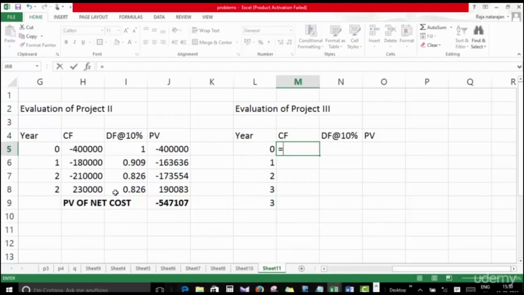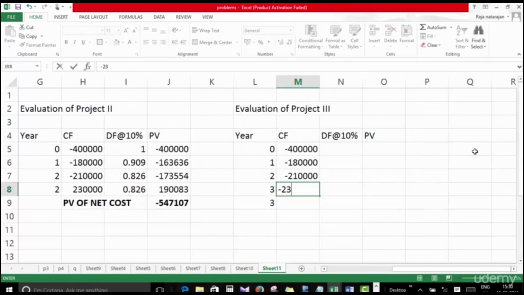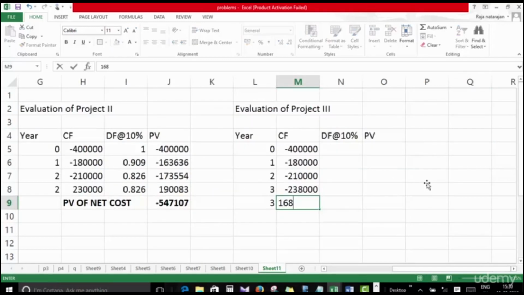Cash flows, year 0, it's going to be an investment of 4 lakh. Year 1, we have already calculated, I'm just picking up from here. Year 1, it's an outflow of 1 lakh 80,000. Year 2, it's an outflow of 2 lakh 10,000. And year 3, let's take from the question, it is 2 lakh 38,000, so minus 2 lakh 38,000. Then comes the salvage value in year 3, which is 1 lakh 68,000.